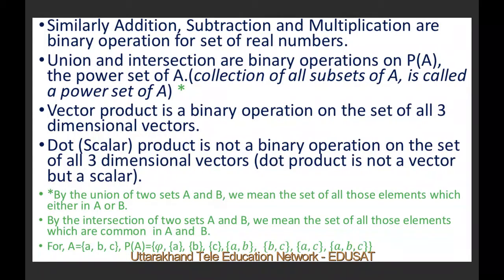Intersection of two sets A and B is the set of all those elements which are common to A and B. For the power set, if we take the element set A equal to {a, b, c}, then the power set of A is a collection of all subsets of A.